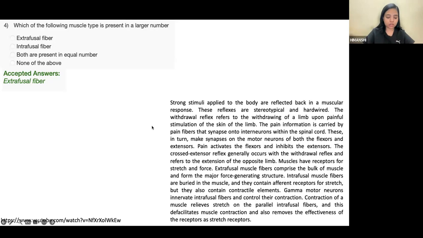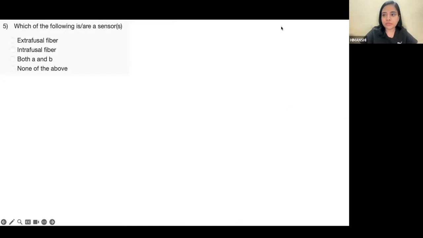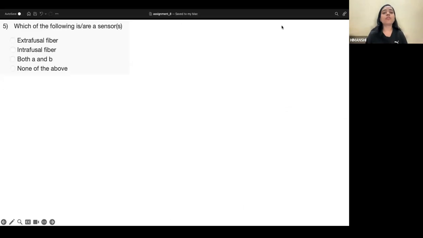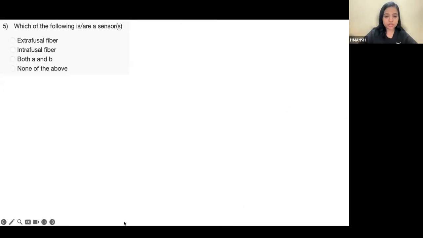Moving to our next question. Yeah, so for today, our next question is, which of the following are sensors? Is it extrafusal fiber, intrafusal fiber, both A and B, or none of the above? You guys have 1 minute for this question, and I hope that you guys answer it correctly.